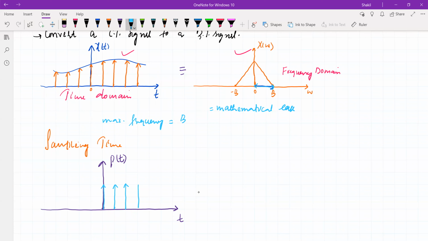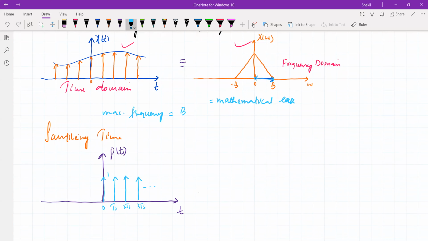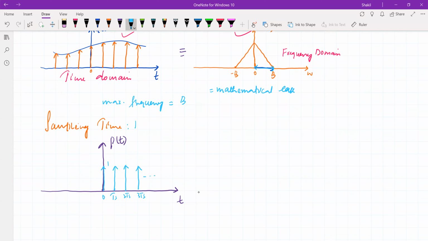So the values of this signal are like this. It's 1 at 0, at TS, at 2TS, at 3TS. Now what's meant by TS? TS is the sampling time at which I want to sample this signal. And this is called uniform sampling in signal processing, or in communication, this is referred to as uniform sampling.